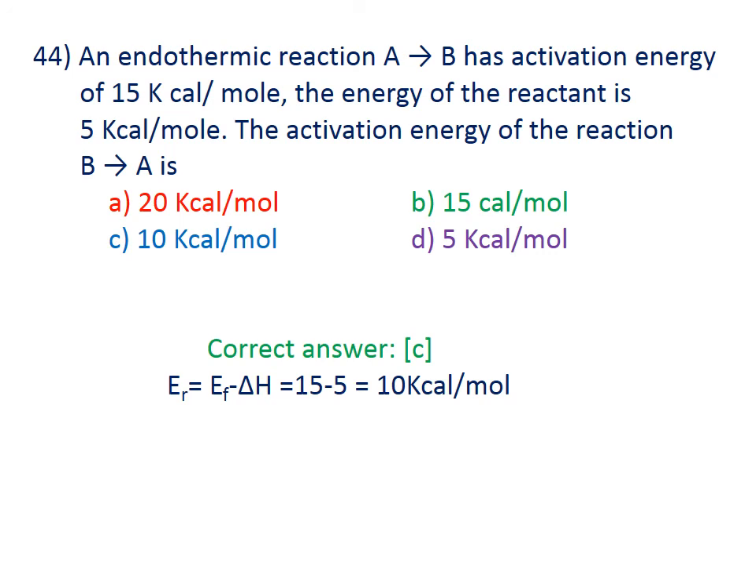Here it is an endothermic reaction. Therefore, the activation energy for the reverse reaction is equal to the energy of activation for the forward reaction minus delta H. The energy of activation for the forward reaction is 15 kilocalorie per mole and delta H is 5. 15 minus 5 will be equal to 10 kilocalorie per mole. This equation should be kept in your mind: ER will be equal to EF minus delta H, which we have already discussed in the chemical kinetics special lecture. The correct answer is C.